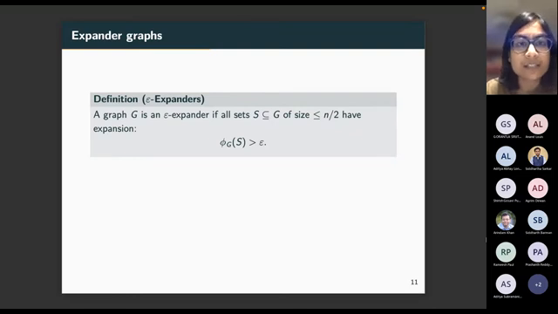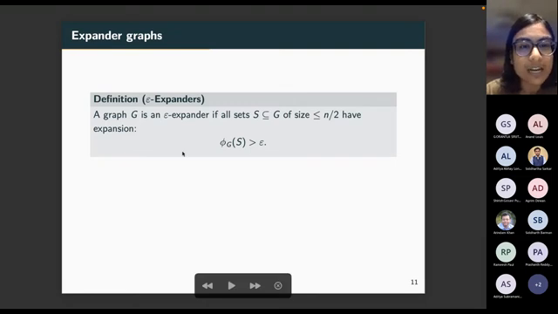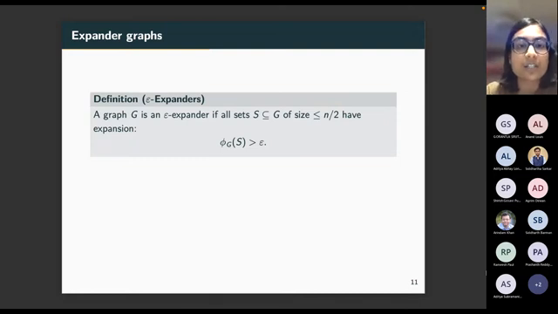So we will be considering, since we are giving unique games algorithms on graphs which expand in certain ways, let me define these expander graphs and small set expander graphs. So a graph is an epsilon expander if all sets in it, so we consider only at most half-sized sets, have expansion at least epsilon.